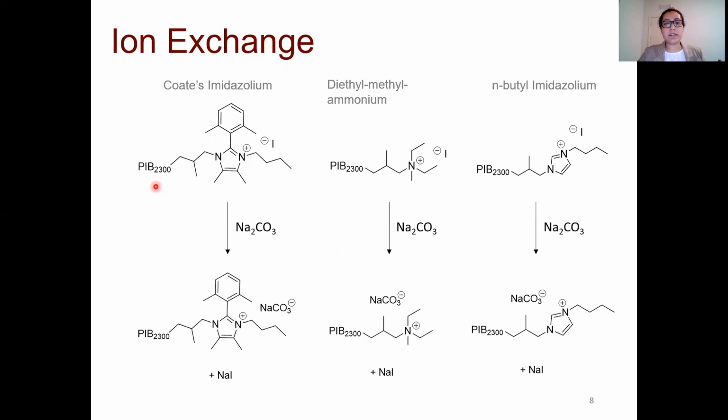So the cations that I worked with this summer were imidazolium cation, diethylmethylammonium, and N-butyl imidazolium. All of these had iodide as a counter ion, which doesn't work really well. So we mix it with sodium carbonate, and now we have the same cation, but with carbonate as a counter ion. And this is what we use to remove the dyes from water.